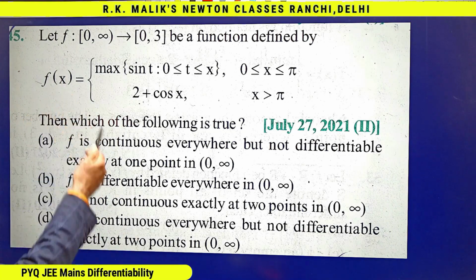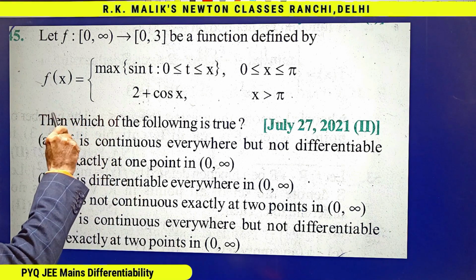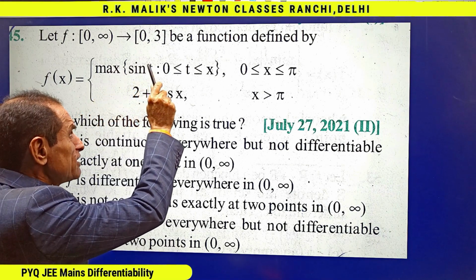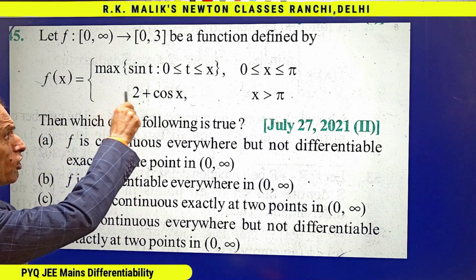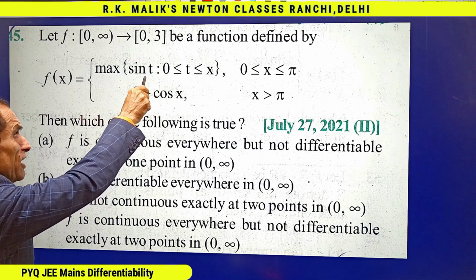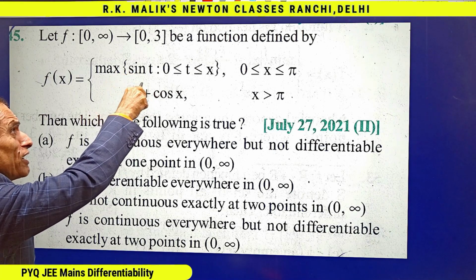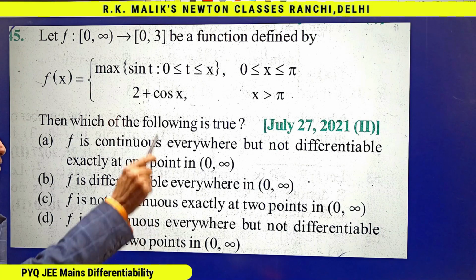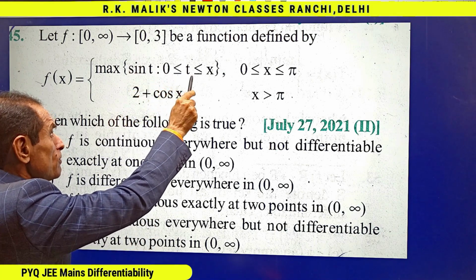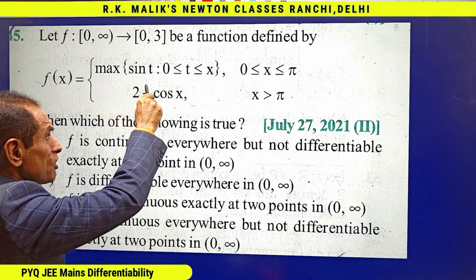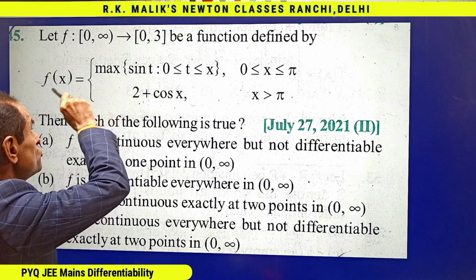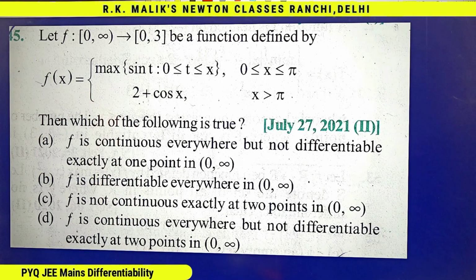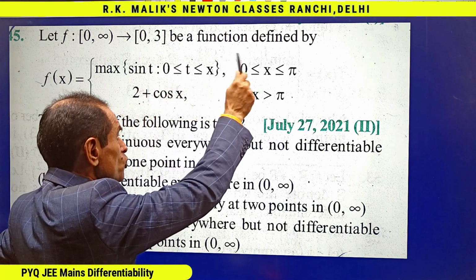Suppose you have to find the value, say, at pi by 3. The question says that I will make t vary from 0 to pi by 3, and all the values of t I will put here, and I will get an infinite number of answers after putting the values of t from 0 to pi by 3. Out of those infinite number of answers, the maximum answer will be the value of f(pi by 3). In this way, you have to find the value of f(x) for every value of x from 0 to pi.